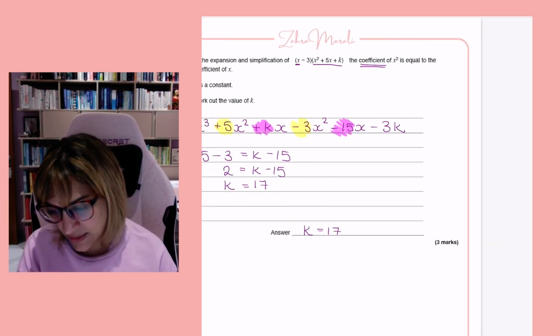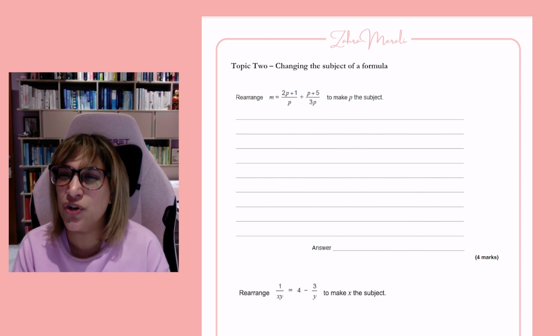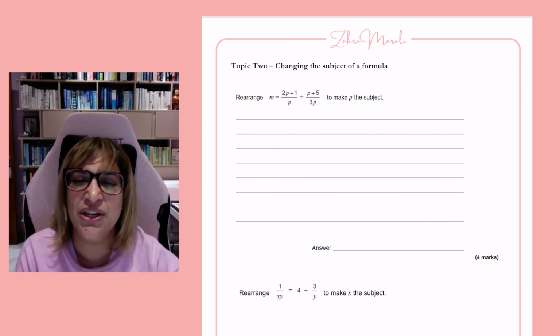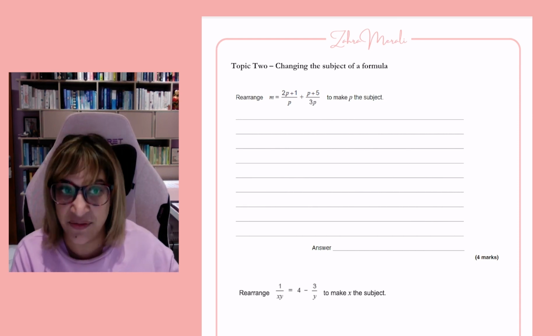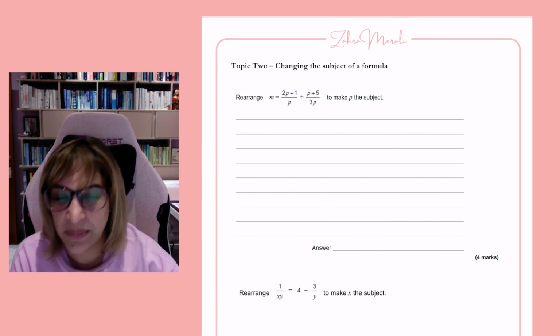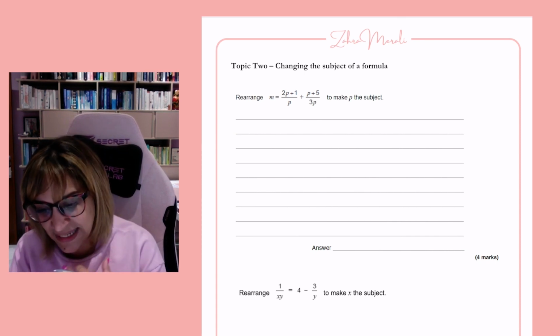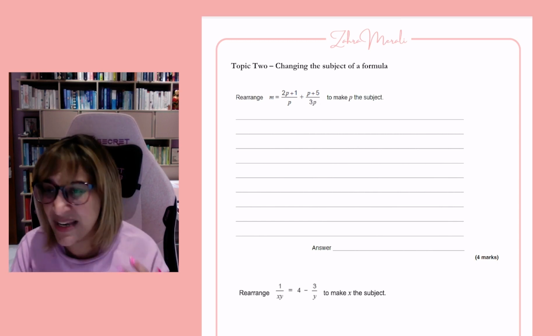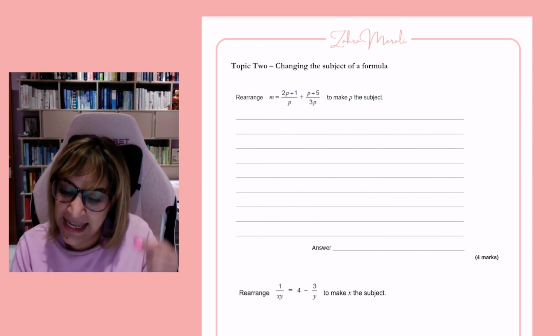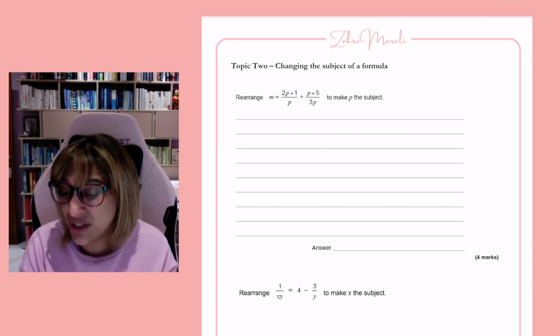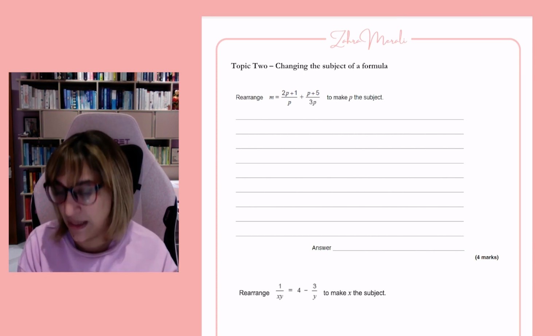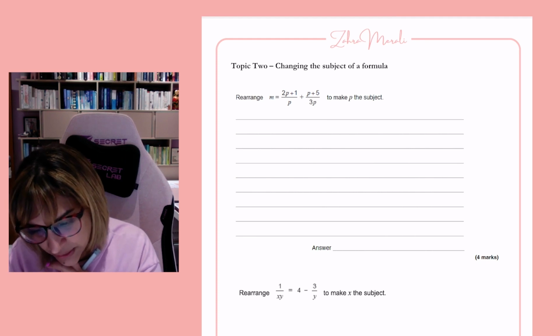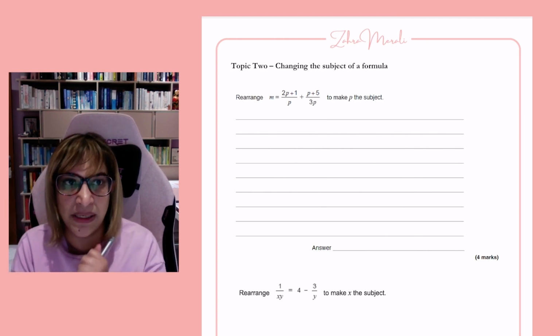Right, next questions. Now we've got changing the subject of the formula. Now I know you guys have been doing this, particularly if you're doing further maths, since probably year 9. But let's look for the most efficient method. So this would also be exactly the same type of question you would get in a level 9 question in your maths paper. Okay, so let's have a look. We want to rearrange, we want to make P the subject.